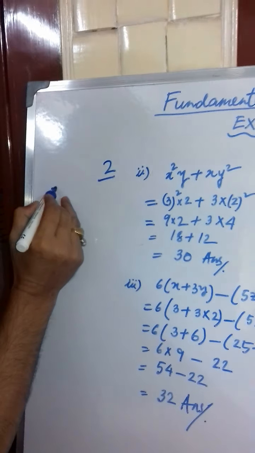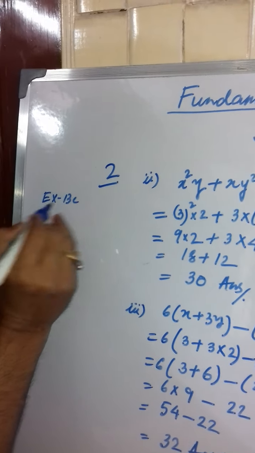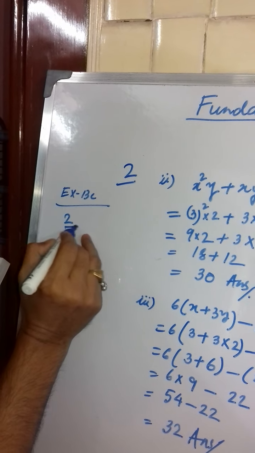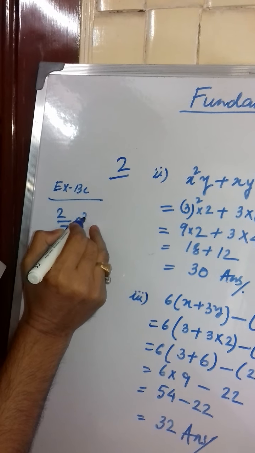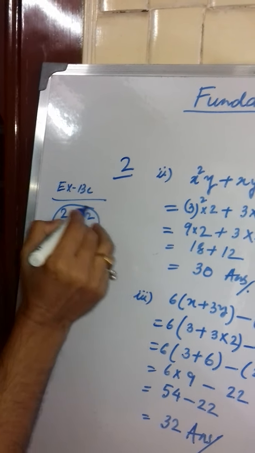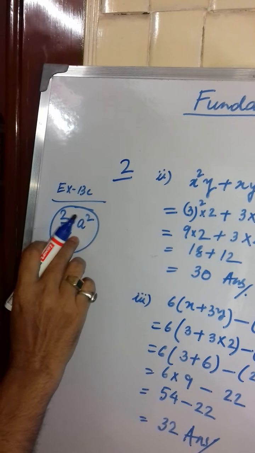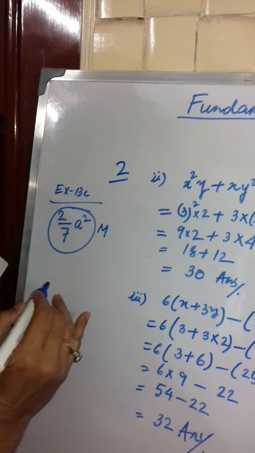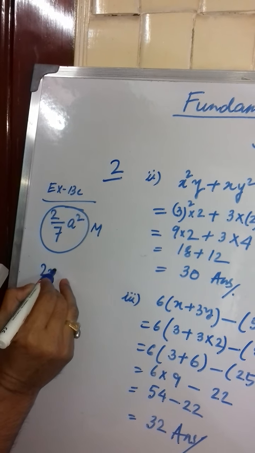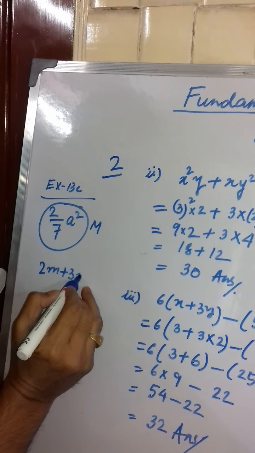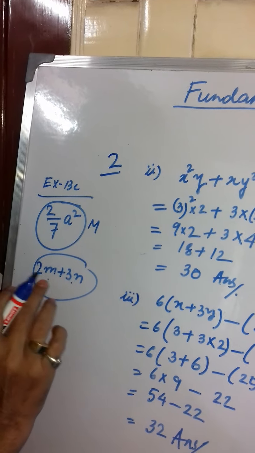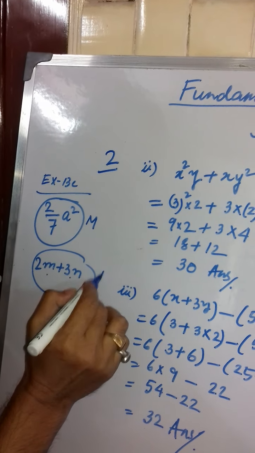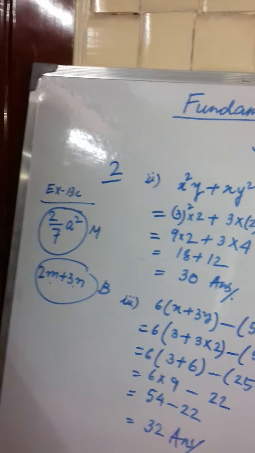Okay, I am discussing this one, exercise 13c. Let us discuss this one, say 2 by 7 a square. So how many algebraic expressions are there? Only one. So it is a monomial. For example, this one, 2m plus 3n. It's very clear, 1 plus 2. How many algebraic expressions are there? 2 expressions are there. So it is termed as a binomial.